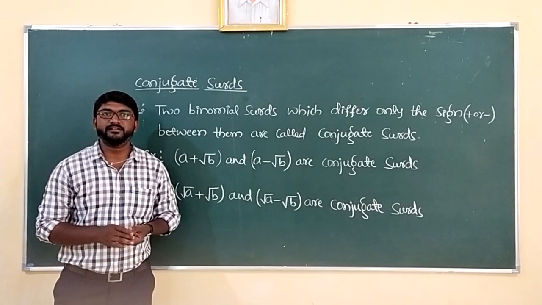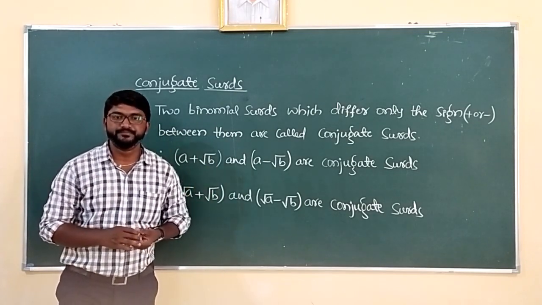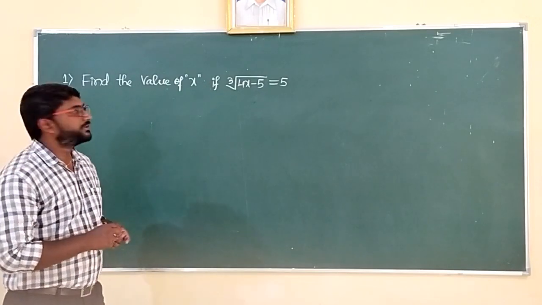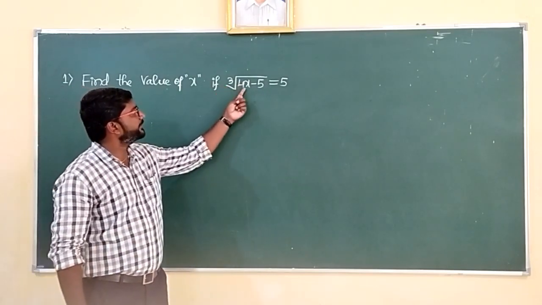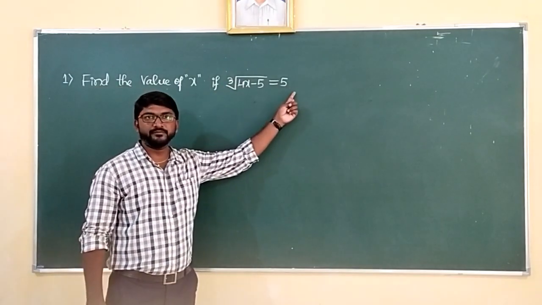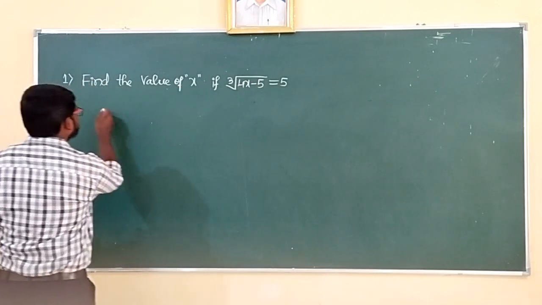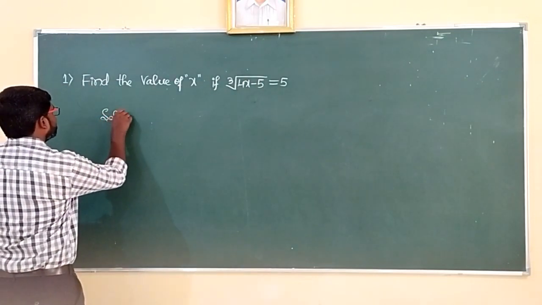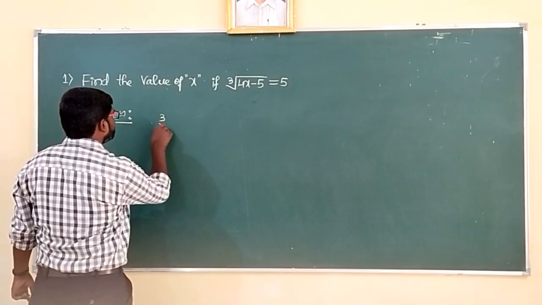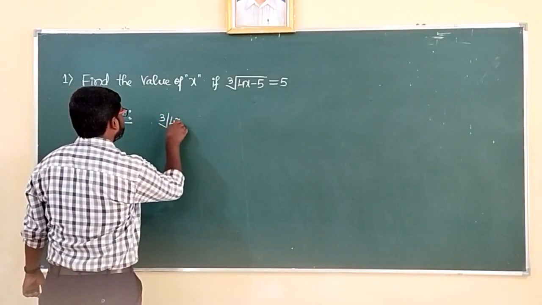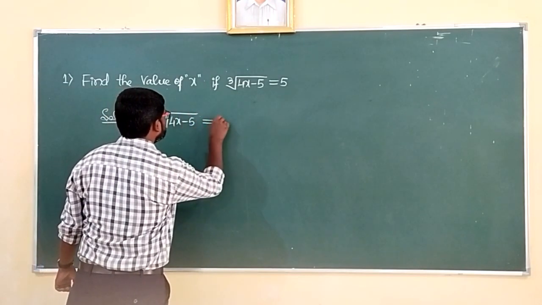Next we are going to solve some example problems on the surds. Well, the first example problem: find the value of x if cube root of 4x minus 5 is equal to 5. Here we have to find the value of x. I will write the given question as it is: cube root of 4x minus 5 equals 5.